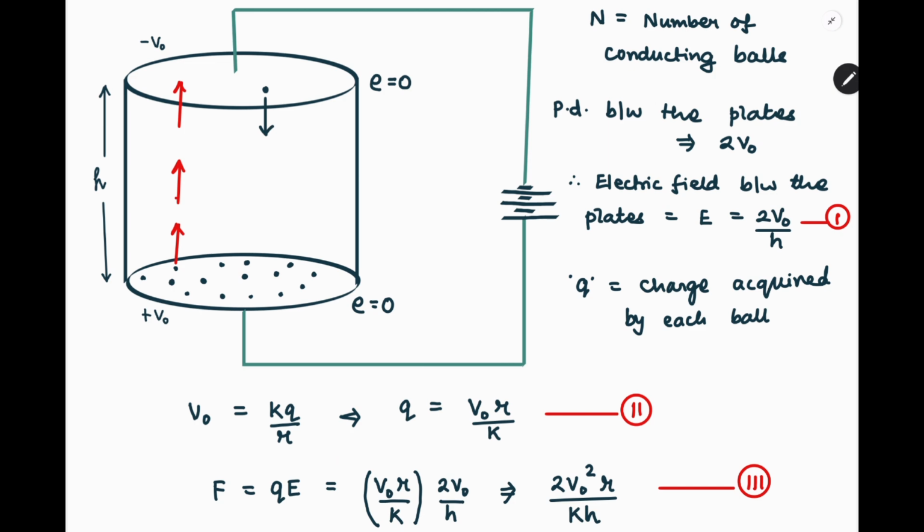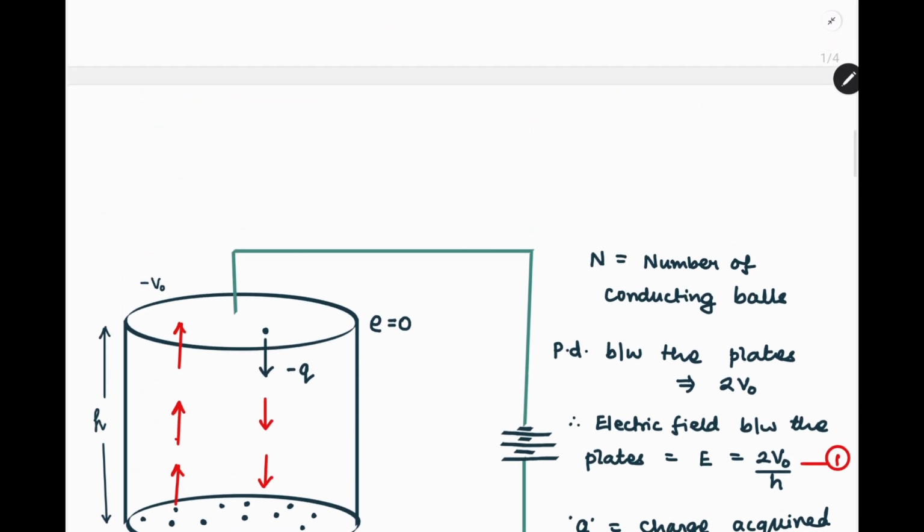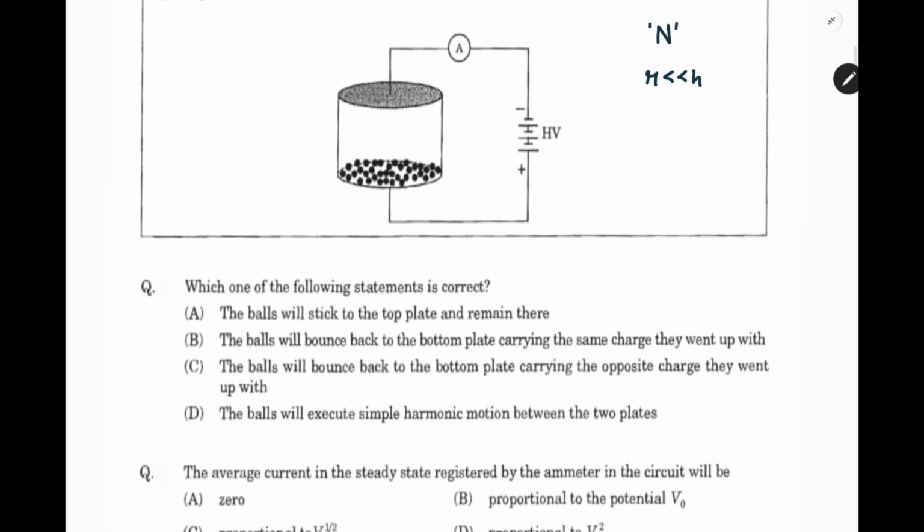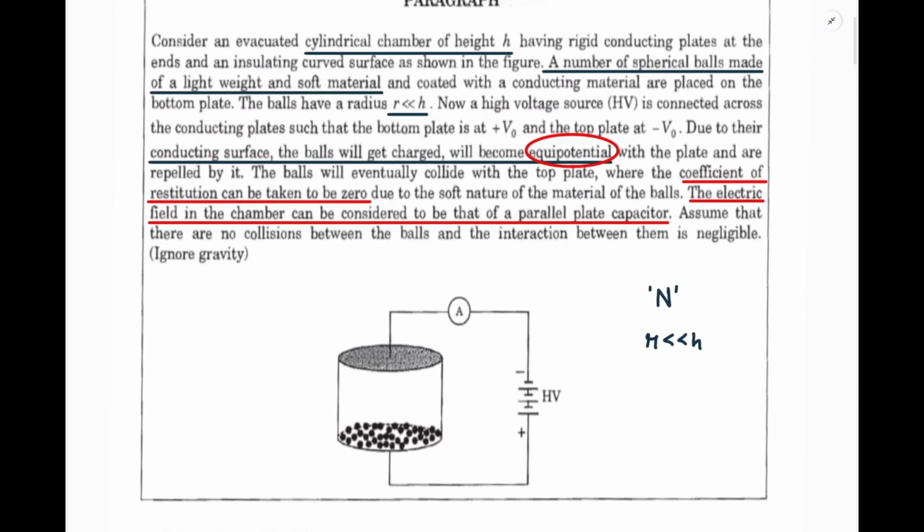If they become equipotential with this plate, then they will start their onward journey. If it is acquiring a charge Q here, then this will acquire a charge minus Q over here, because it will be charged by a voltage of minus V naught, and then it will start its return journey from here, bounce back to the bottom plate, and then the motion will repeat itself over and over again. The time duration between this discharging and charging is not mentioned, and the force is also not proportional to displacement.